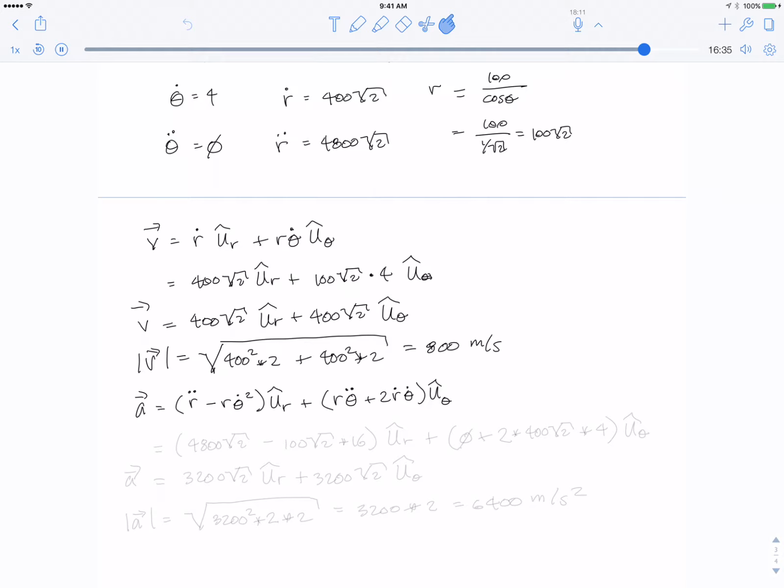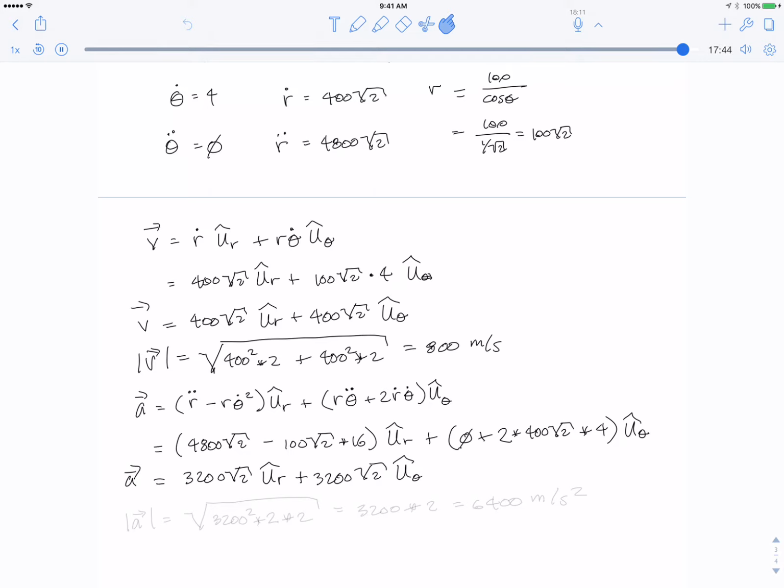Okay, so it's plugging in the numbers. r double dot is 4,800 square root 2 minus r, 100 square root 2, times theta dot squared, which is 16, plus theta double dot is 0, so r theta double dot is 0, plus 2 r dot, which is 400 square root 2, and theta dot, which was 4, in the transverse direction. And multiplying all that out, we end up getting 3,200 square root 2 in the radial direction plus 3,200 also square root 2 in the theta direction.